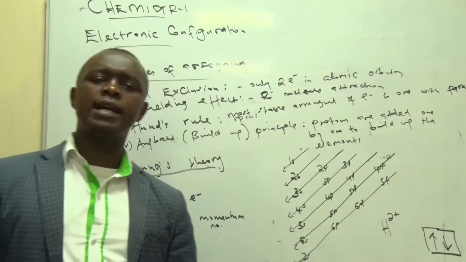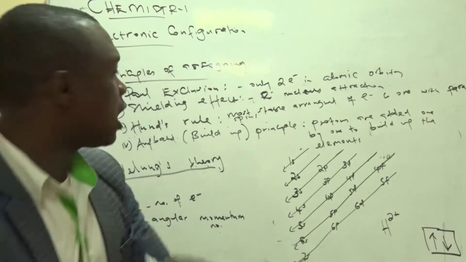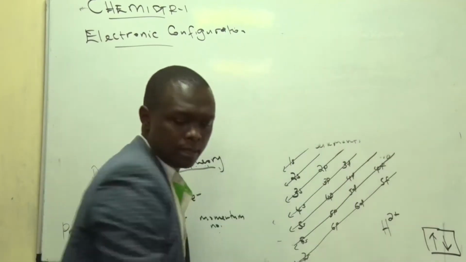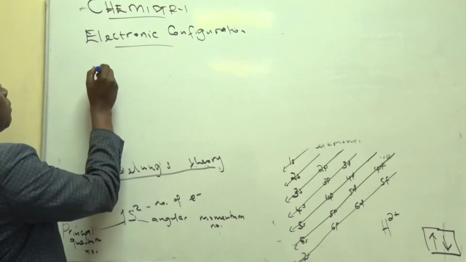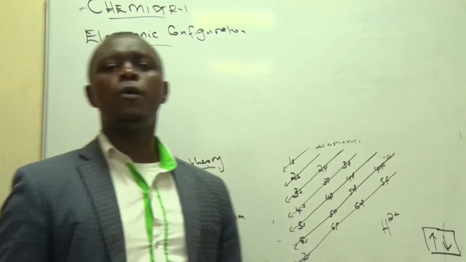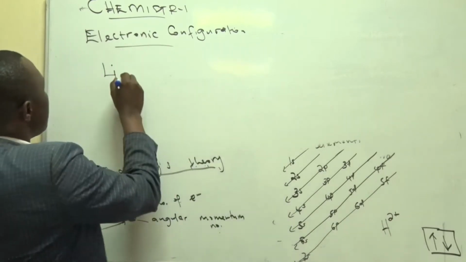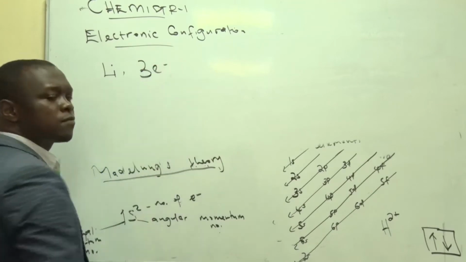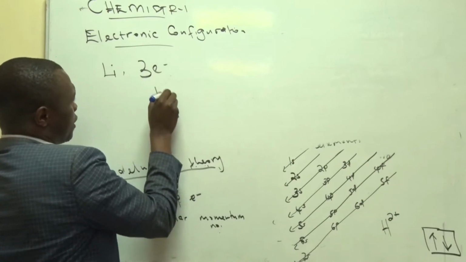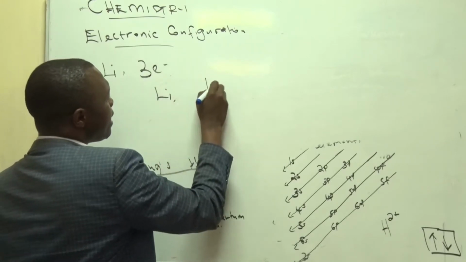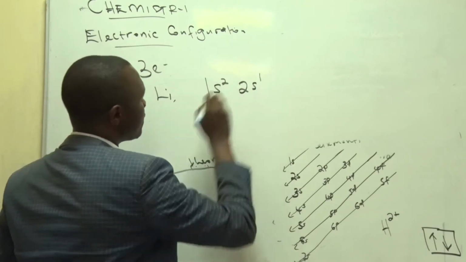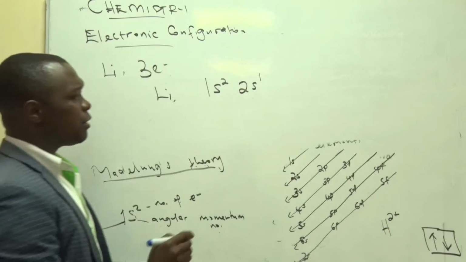Now we want to look at how we can write the electron configuration of some elements. I want us to do the one for lithium. Lithium is a group 1A element. Lithium has 3 electrons. How do we write the configuration? We say it is 1s2, 2s1.